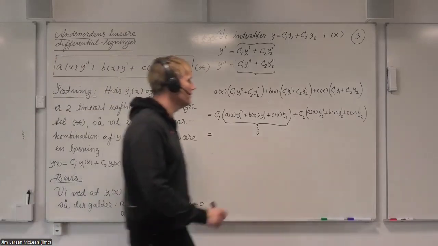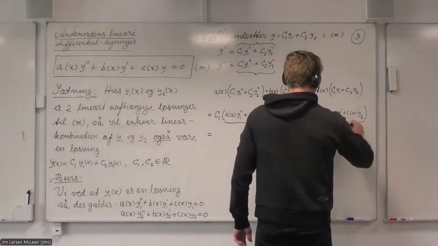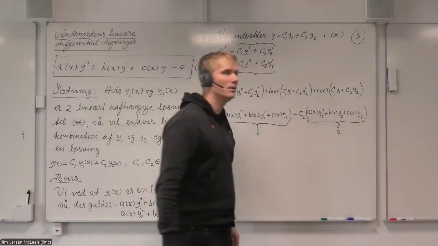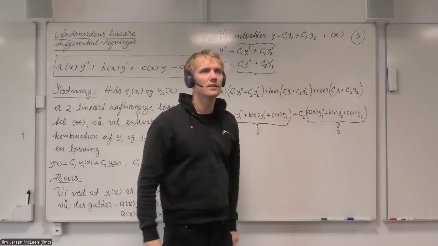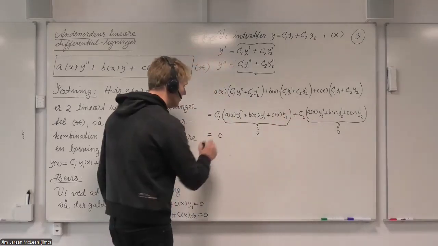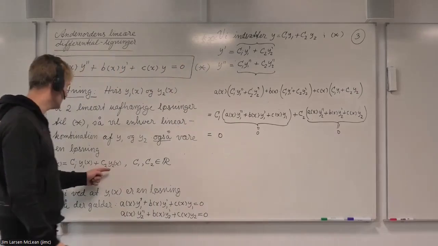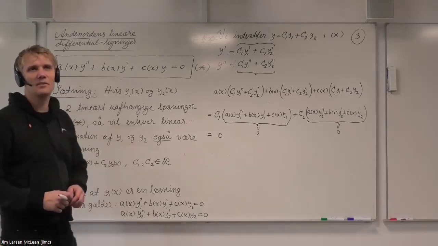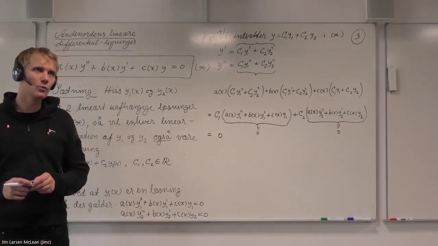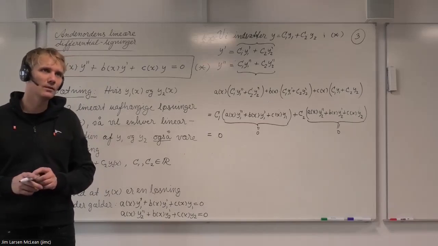And what do we know about this factor? Well, it also equals 0. And a constant times 0 plus a constant times 0 still equals 0. So now we have shown that it results in 0 when you substitute that in. Well, then it's also a solution. So I have proven that any linear combination of two solutions results in a new solution.